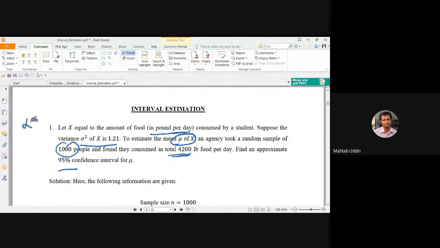Alpha is called significance, that is risk, and its complement, where there is no risk, is confidence. Confidence is 1 minus alpha. So confidence is 1 minus alpha, which is given.